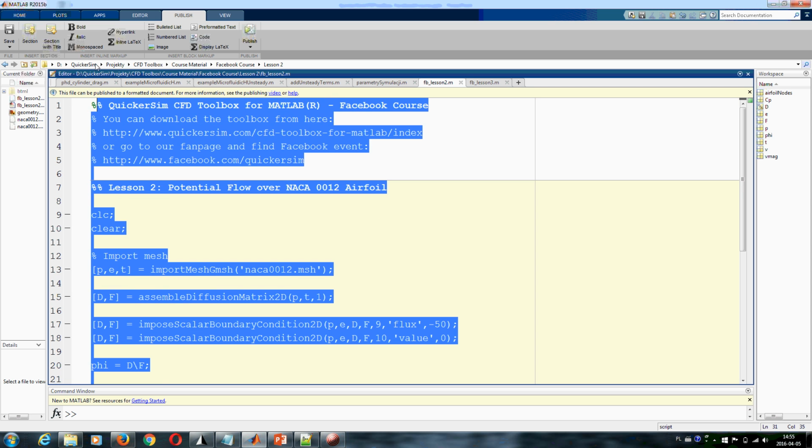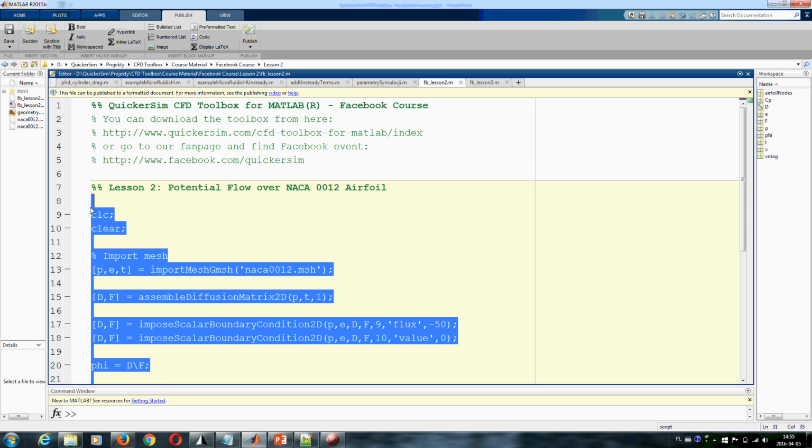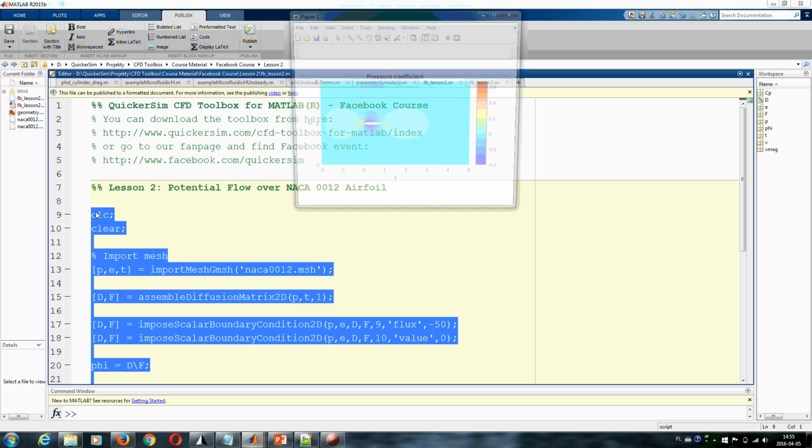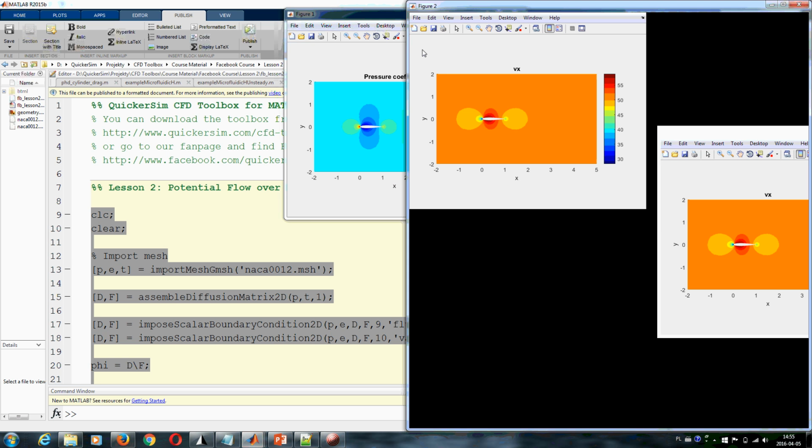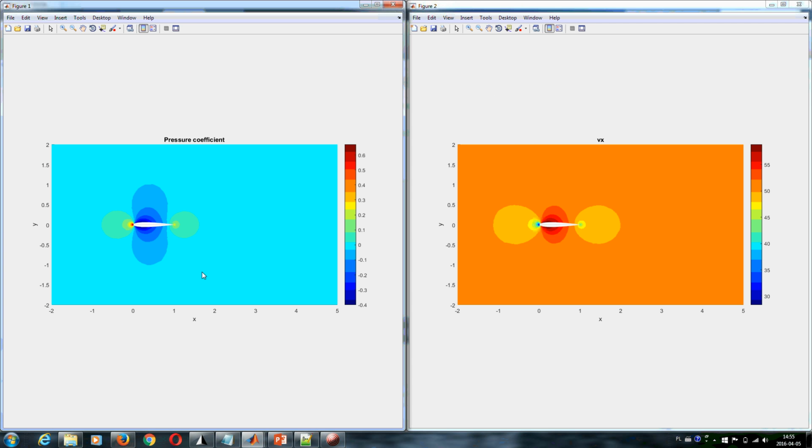Let me run this part of the script with the F9 button, and you can see what you get. You get the pressure coefficient field and you get the Vx field. What you are usually interested in airfoil simulations is what is the pressure distribution along the airfoil.